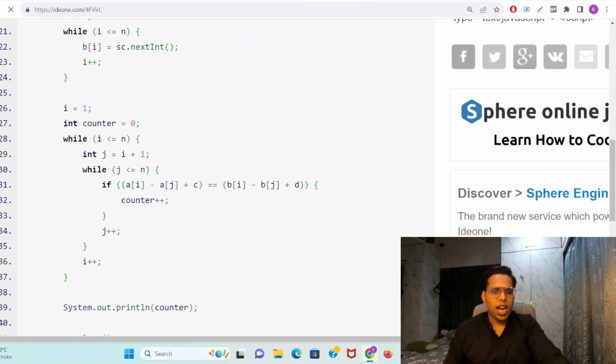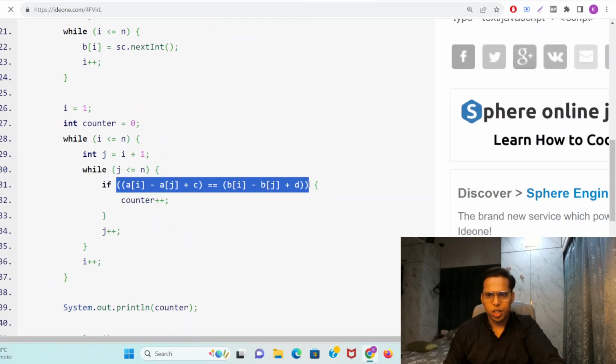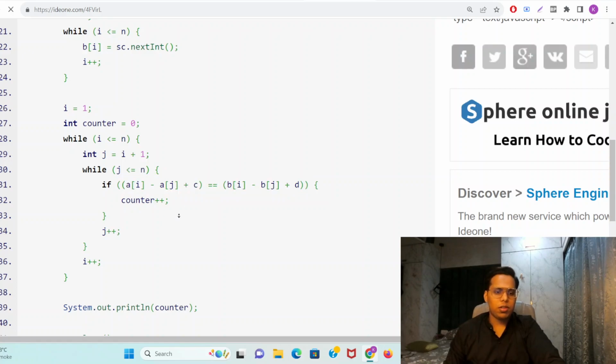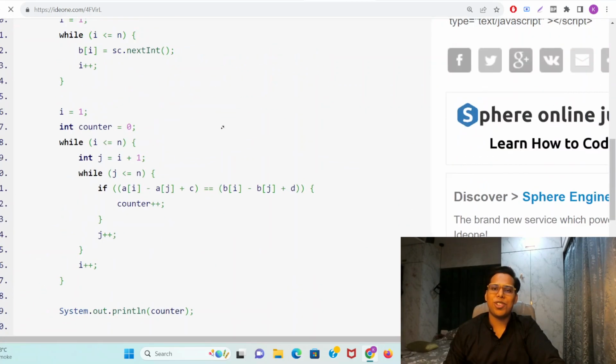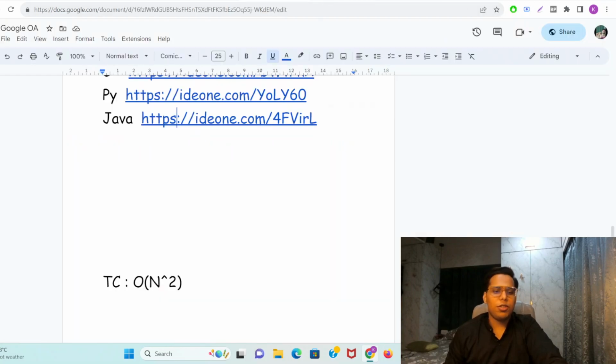I is going from 1 to n, j from I plus 1, j less than or equal to n. I just check the if condition. If it is true, counter plus plus. That's it. Then print it. And the job is done, guys. Nice. So, guys, you understood this solution.